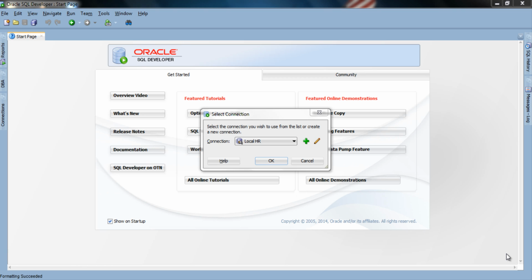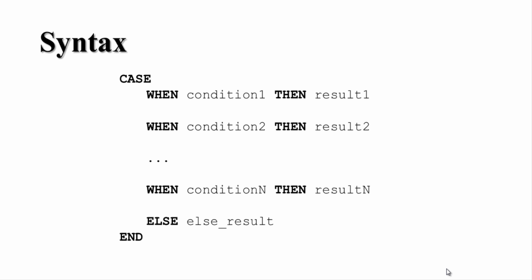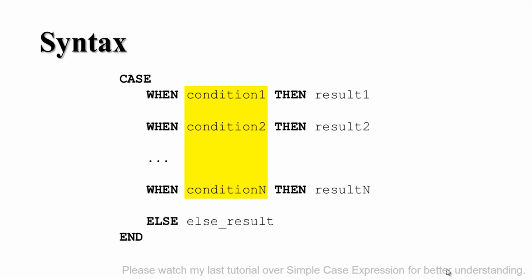Search case expression is one level higher than simple case expression in terms of complexity. But if we talk about flexibility, then search case expression is very flexible in comparison to simple case expression and decode expression. So let's move ahead and take a quick look at the syntax of search case expression. Syntax of search case expression is very similar to the syntax of simple case expression. But unlike simple case expression, we don't have any search expression followed by case keyword. Also, here we have conditions instead of expression followed by when keyword.